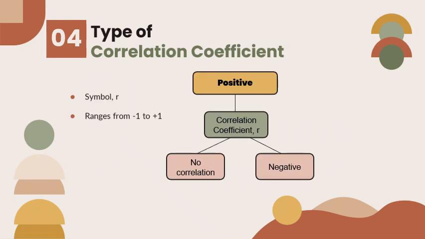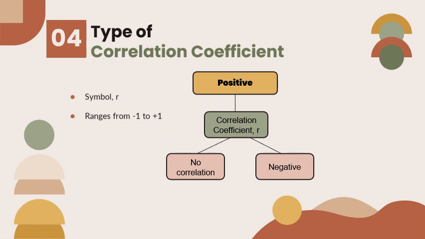So, based on that value, we can categorize the correlation into three types. This type of correlation is based on the value of R. As I have mentioned just now, the range of the value of R is from -1 to +1. Therefore, we can see here we have three types of correlation.